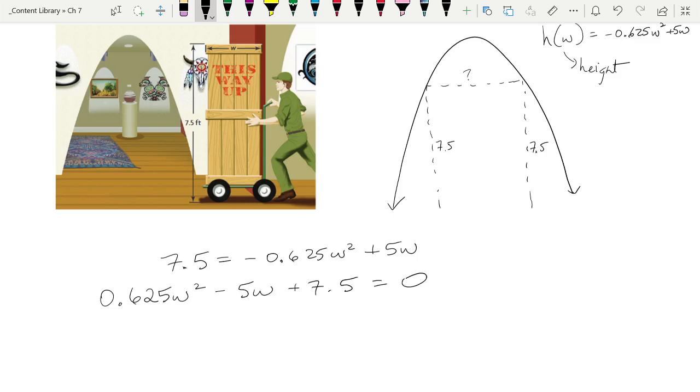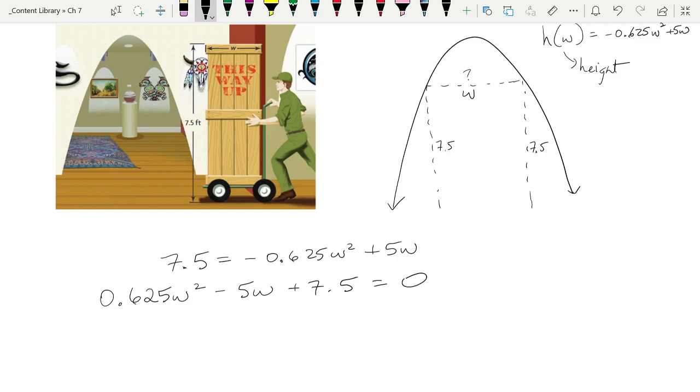And now it looks like everything we've been doing so far. It's an x squared, x, constant. I could graph it if I wanted to. Now, what does this tell me? It tells me how much the width is. It tells me this unknown number. And if my crate is bigger than that number, it won't fit through the doorway no matter how much I try. Okay?